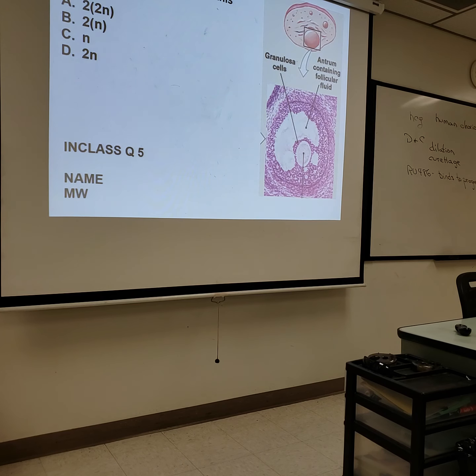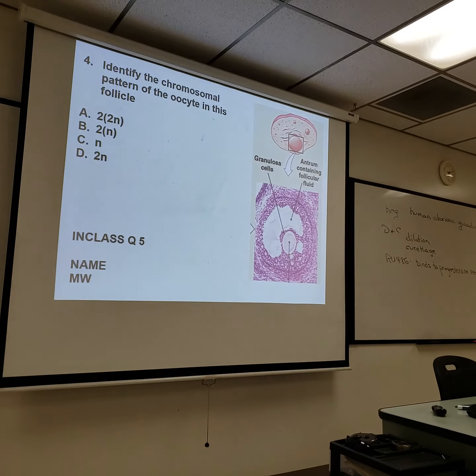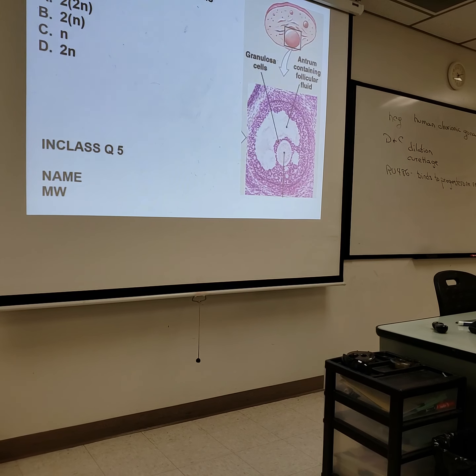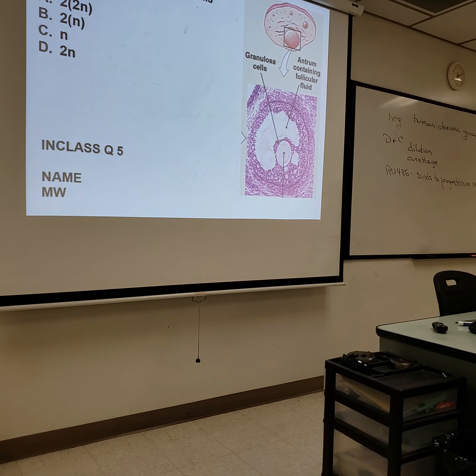To identify the chromosomal pattern of the oocyte, you first have to decide if it's an oogonium, a primary oocyte, a secondary oocyte, or an ootid. I think it is torn. That would be it, right? That would be the one that we're looking at? The follicle cell. The oocyte of follicle cells.